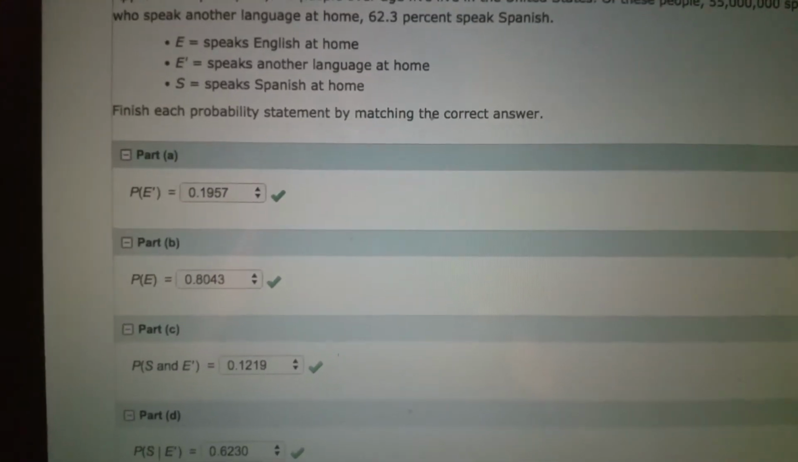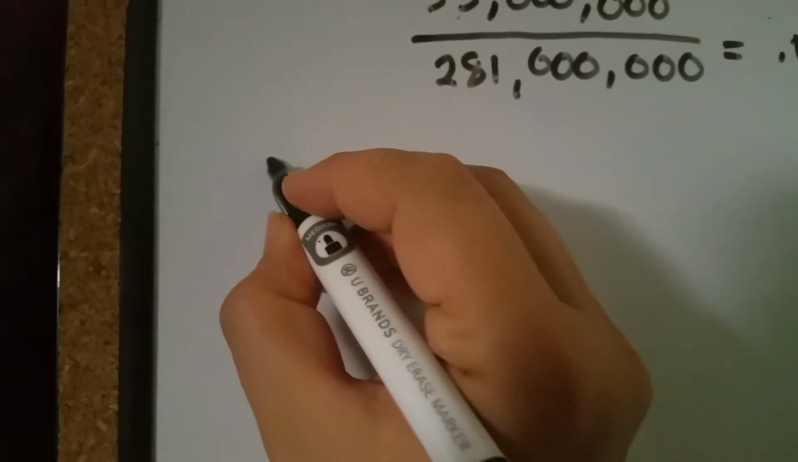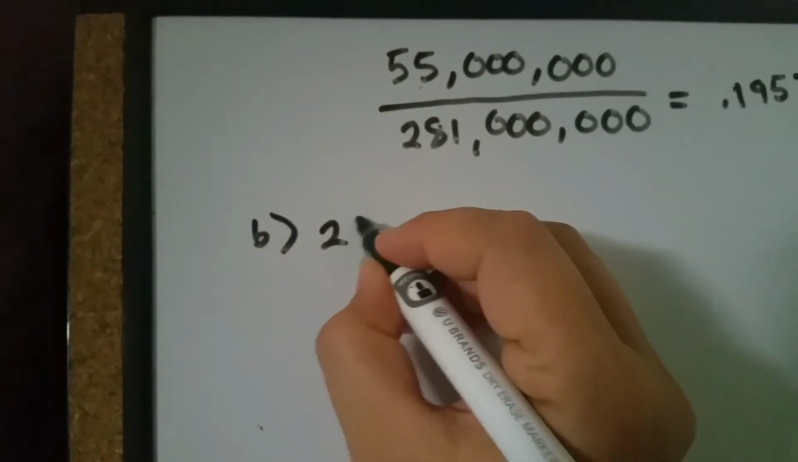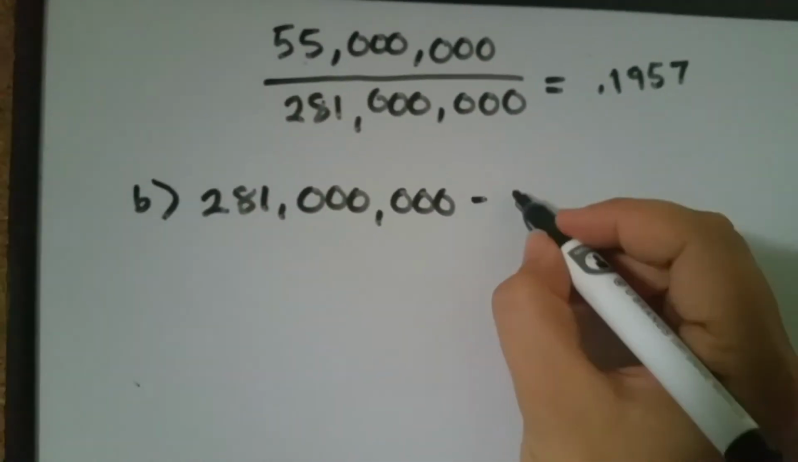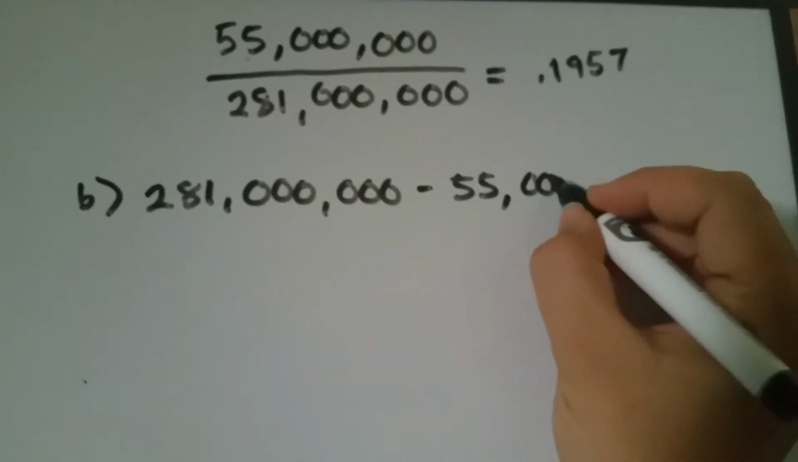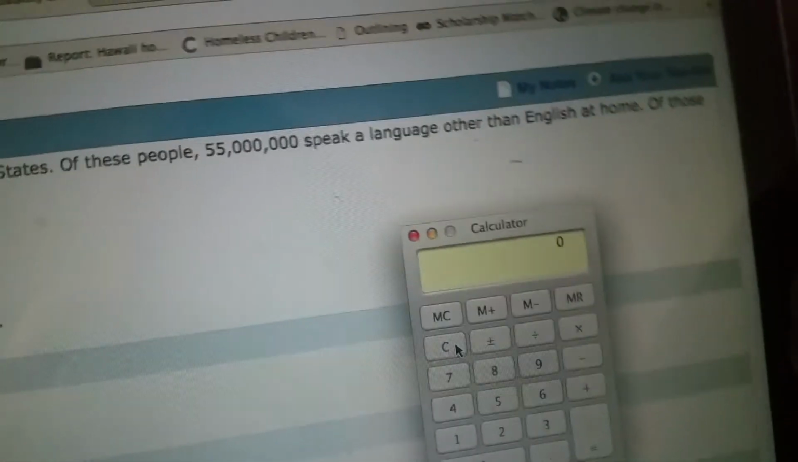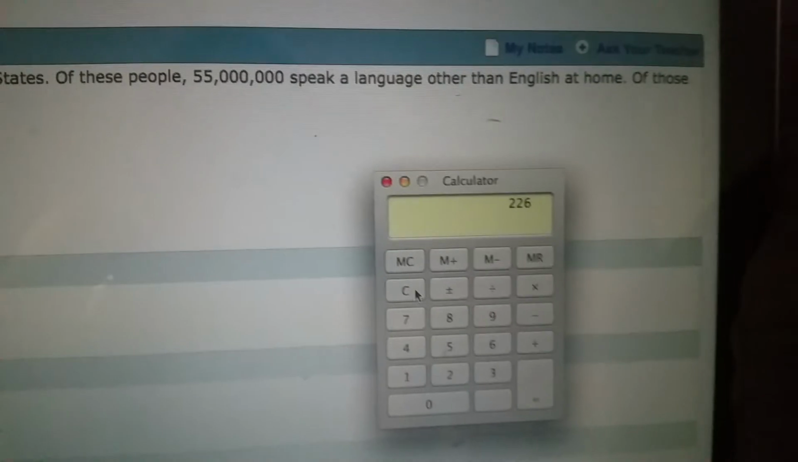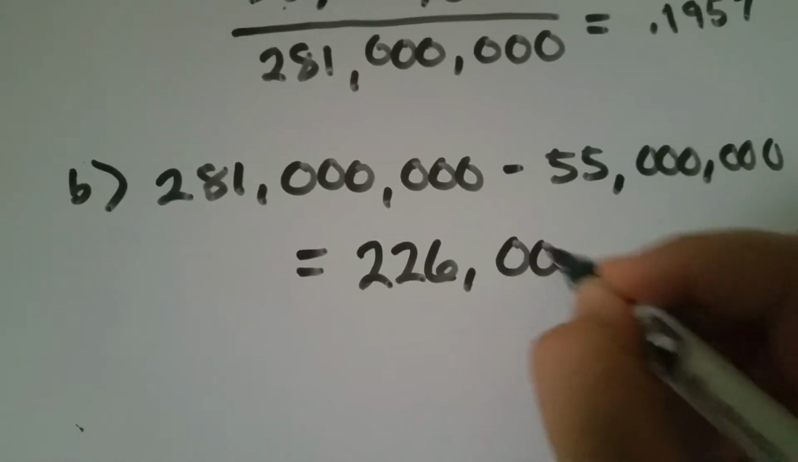What is the probability of those who do speak English? If we know 55 million do not speak English, how many people do speak English? For part B, we're going to take that 281 million and subtract the 55 million that we know don't speak English to find out how many people do speak English. I'm taking out the zeros. So it's 226 million.